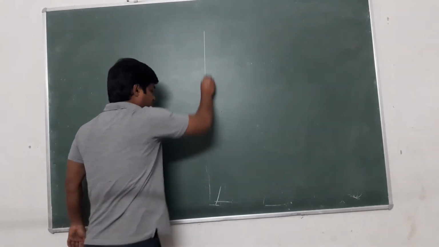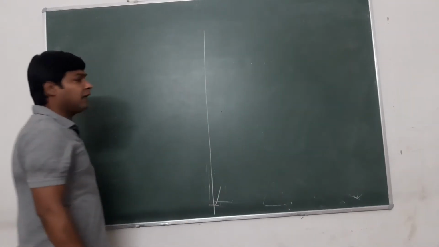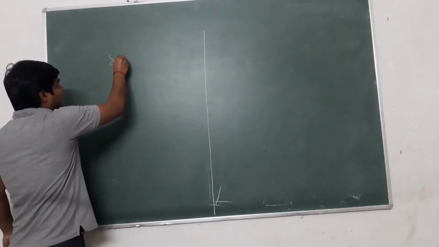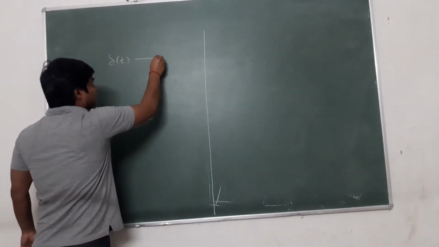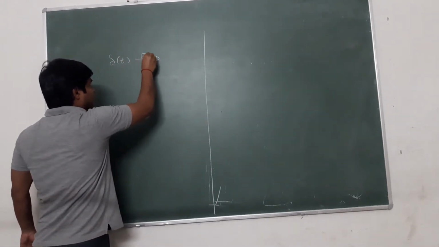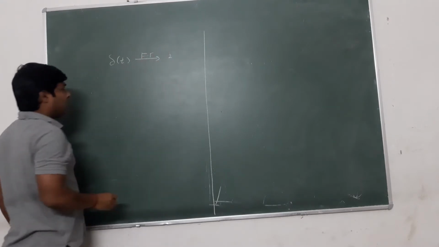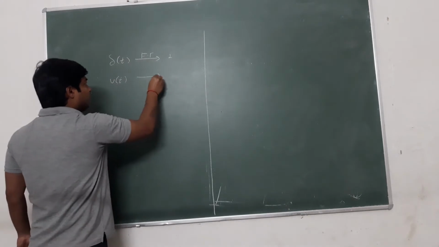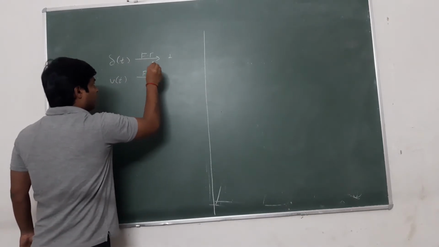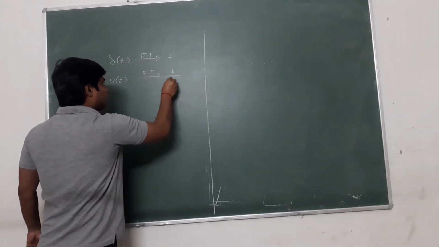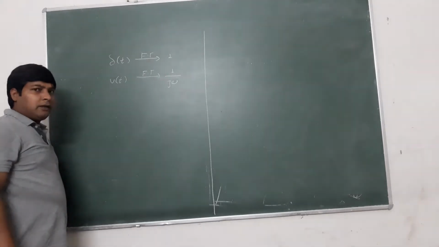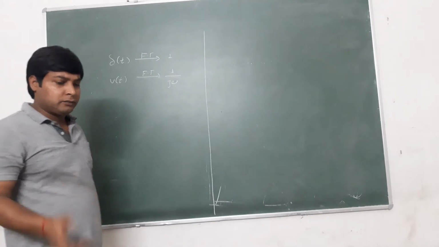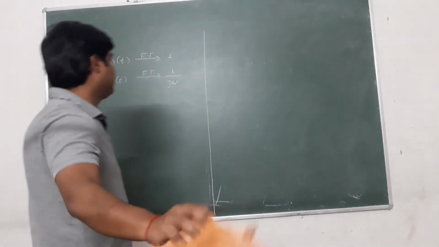In the last lecture, we have studied the Fourier transform of the signal. We studied the Fourier transform of delta t, which is equal to 1, and the Fourier transform of u(t), which is equal to 1 upon j omega. Today we will find the Fourier transform of some more signals.